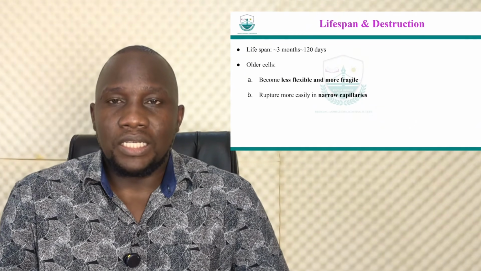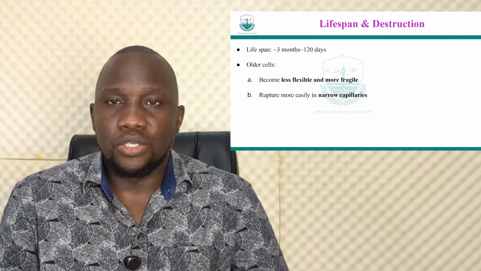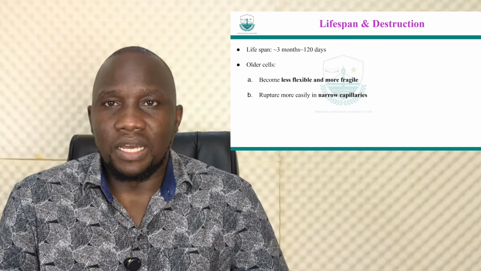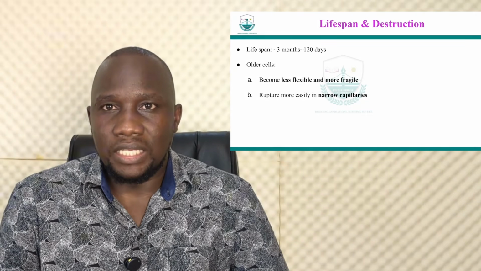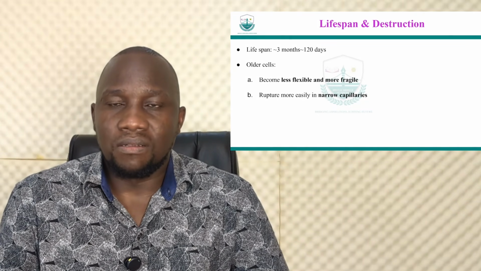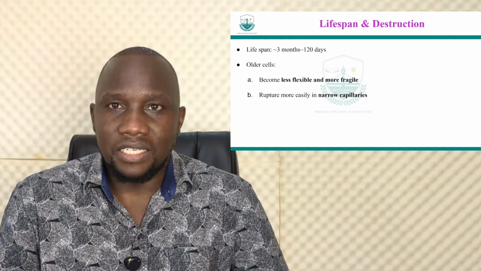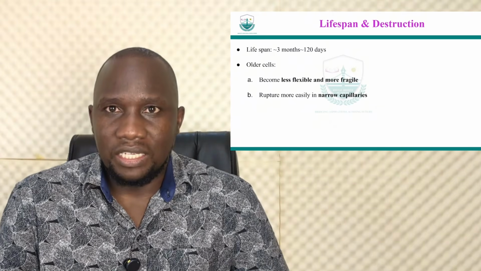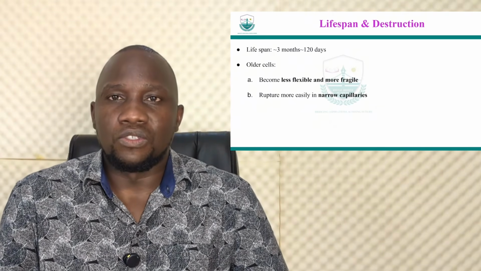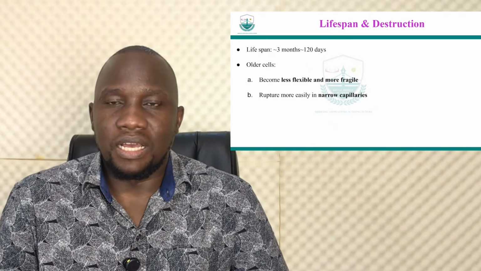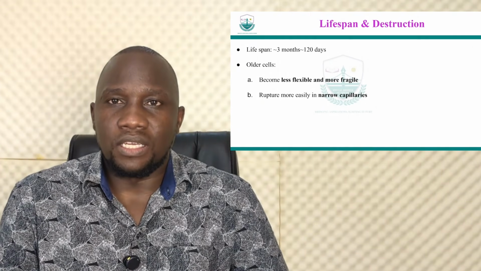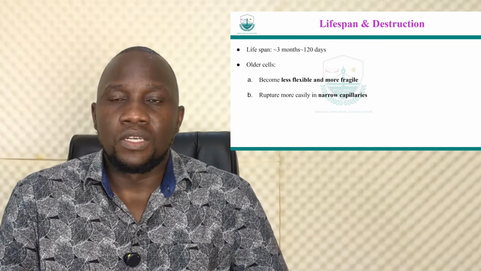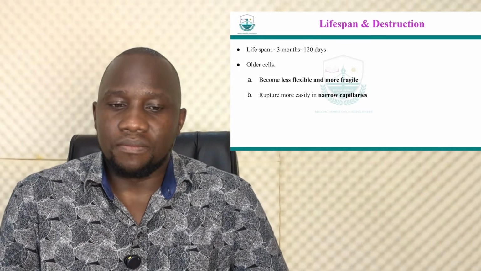So we said that if the red blood cells have a shorter lifespan, what is that lifespan? The lifespan is about 3 months or 120 days. So if the red blood cells are having less than that, it means that they are having a shorter lifespan, and that is problematic because you will not have sufficient capacity to carry oxygen and deliver it to the tissues that actually need it. So that's a problem there.